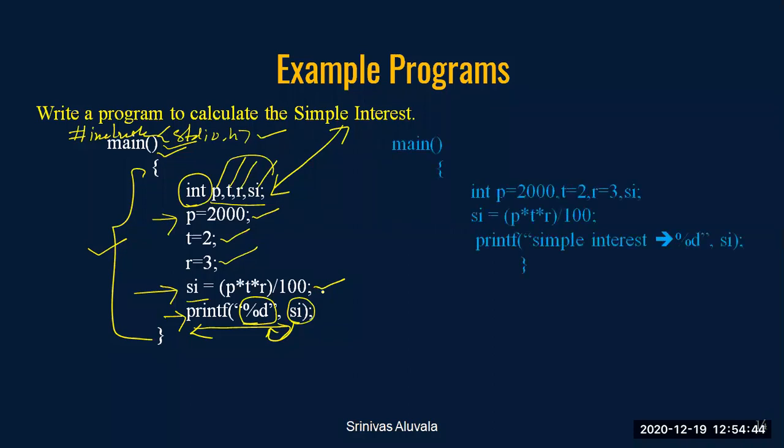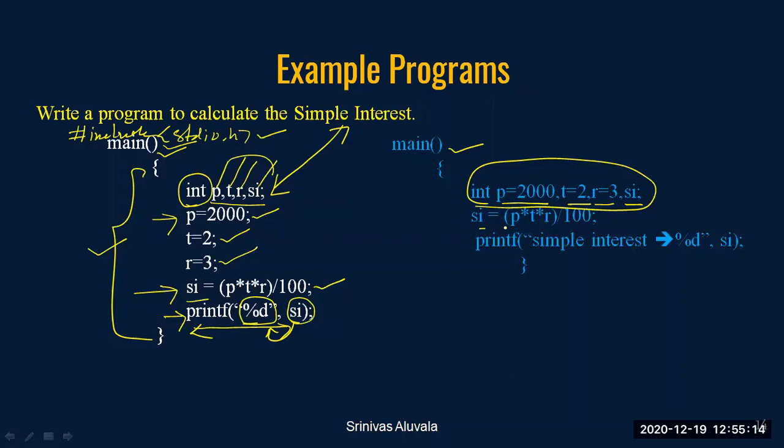The same program can be written in a simplified manner as main, and here you can see that in one statement I have given the entire thing: int p = 2000. Here I gave them separately, that's what I said. I can split, or I can write in a single line. In the properties of the C language, I can split a statement into a number of lines, or I can combine statements into a single line. int p = 2000, t = 2, r = 3, si. This is also the right way.